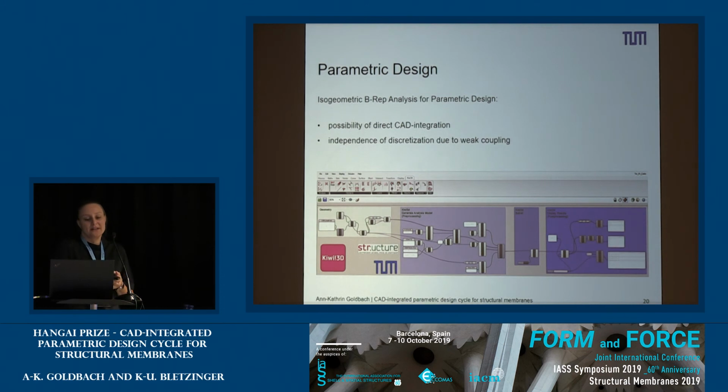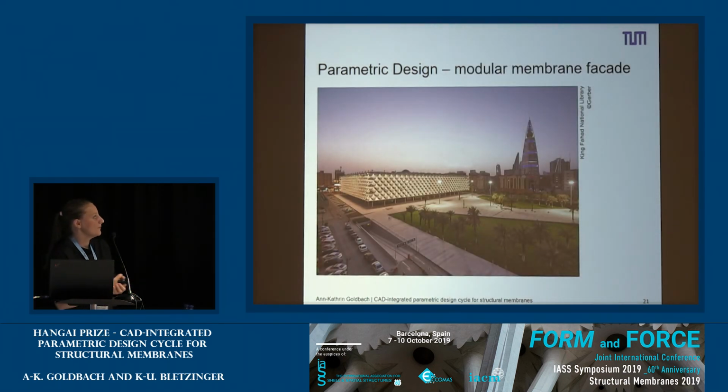Next, I would like to focus a bit on the parametric design possibilities that we have. You see again the Kiwi 3D plugin. And isogeometric analysis and isogeometric design really makes it easier and more convenient to focus on this parametric design field. The first example is a membrane facade in Riyadh, which covers the National Library and consists of several membrane modules stacked on top of each other.